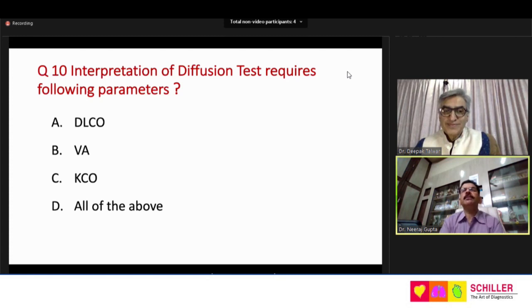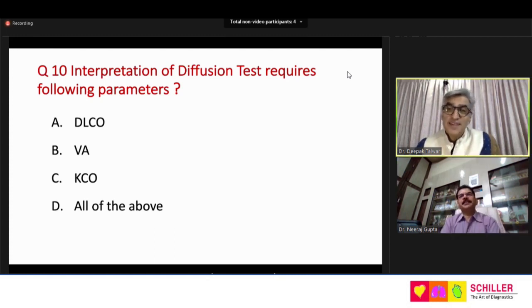100% have polled for option D, all of the above. I'm very happy that whether it is a learning over the last couple of slides or whether you are doing it in practice or you are students who have learned this, your answer is correct, because diffusion capacity alone, by now we have made it very clear, does not mean anything. You need to know which component. Is it the VA component or is it the KCO component?